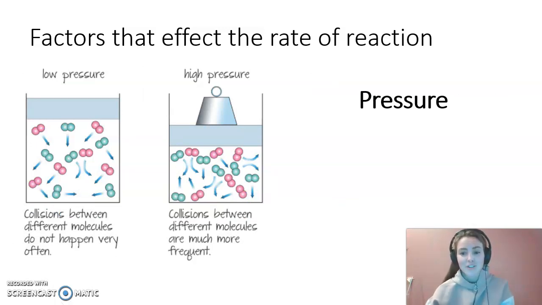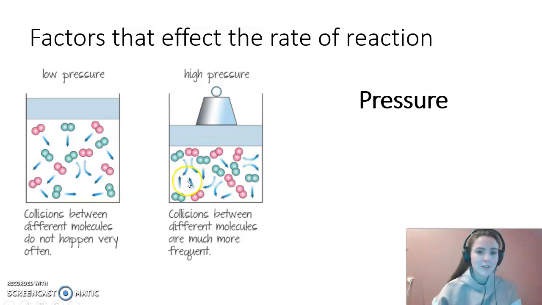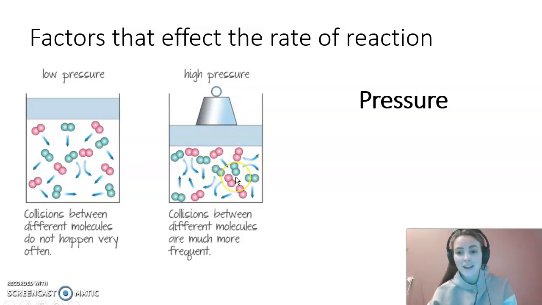Next thing is pressure. If we're looking at these two particles over here, it can be hydrogen and oxygen, for example. And these need to collide with the correct orientation and sufficient energy. So every time they collide, a reaction may or may not happen. This is quite low pressure, but if we raise the pressure, the probability of the two molecules colliding is higher.